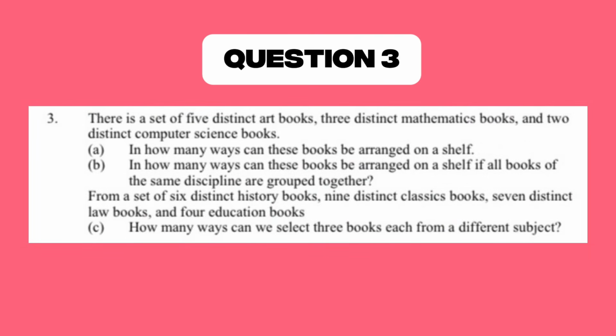So this is why it's very important for you to acknowledge whether there's repetition or not. So here's an example, guys. Question 3. There is a set of 5 distinct art books, 3 distinct mathematics books, and 2 distinct computer science books. A. In how many ways can these books be arranged on a shelf?